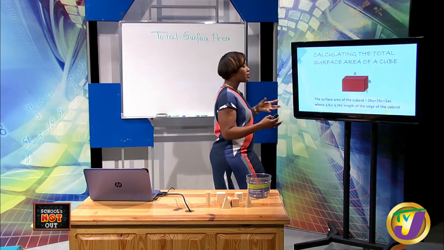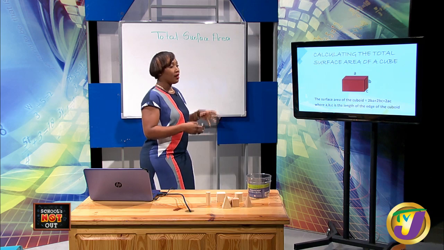So your total surface area has to do with finding the area of each face and then summing the area of all the faces of that solid to give you the total surface area.